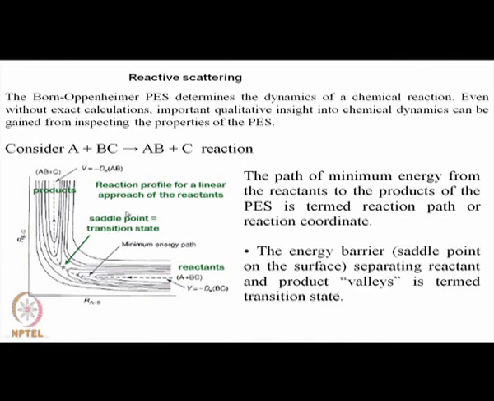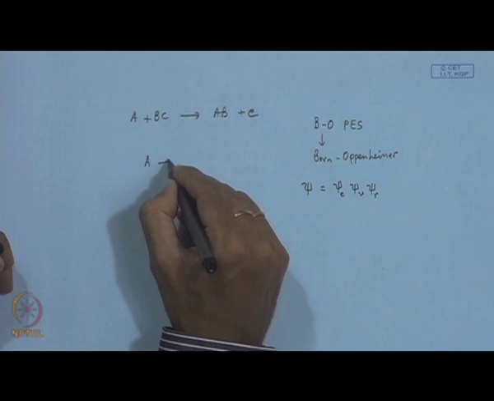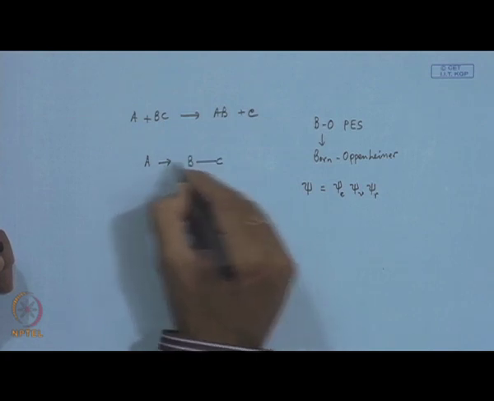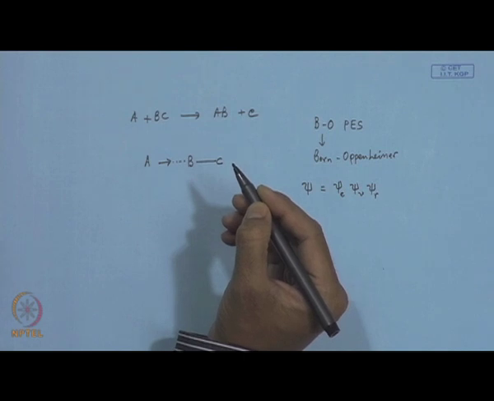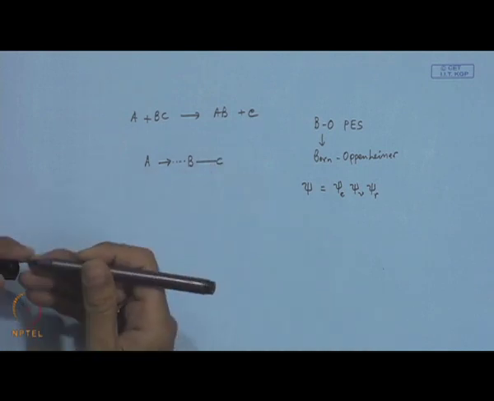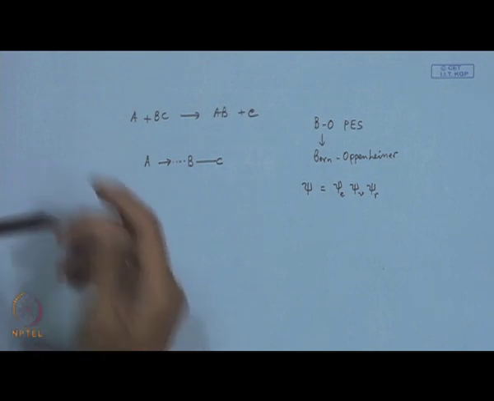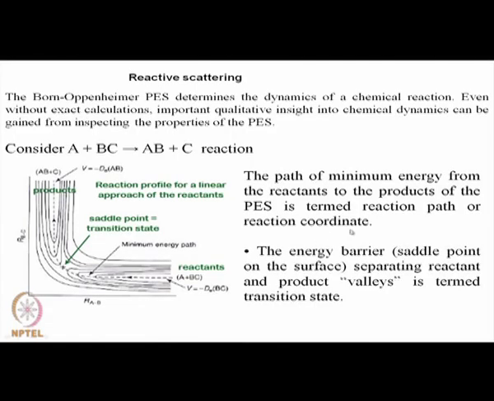This is the reaction profile for a linear approach of the three atoms. In this case it is a linear approach, approaching this way. The path of minimum energy from the reactant to the product on the potential energy surface is termed the reaction path or the reaction coordinate. So this is your reaction coordinate. This corresponds to DE, the electronic dissociation energy for BC, and this corresponds to the electronic dissociation energy for AB.